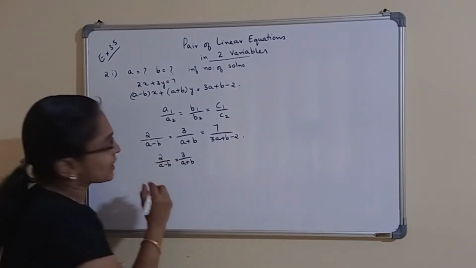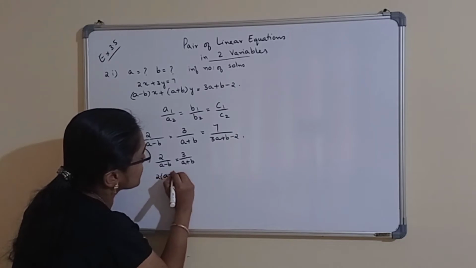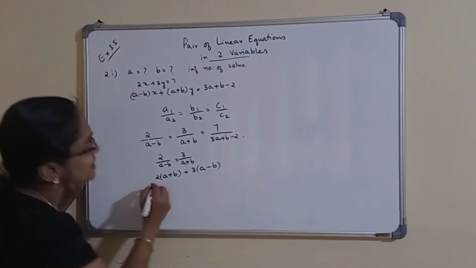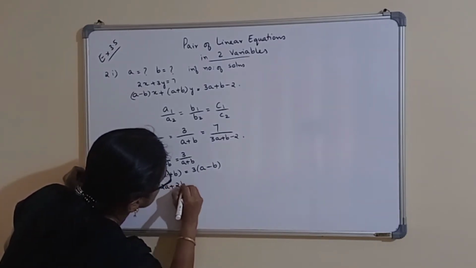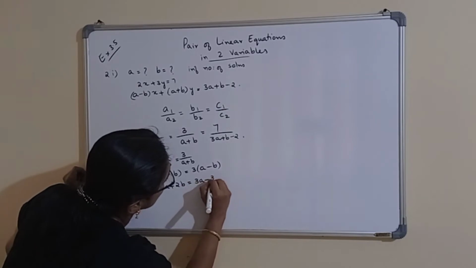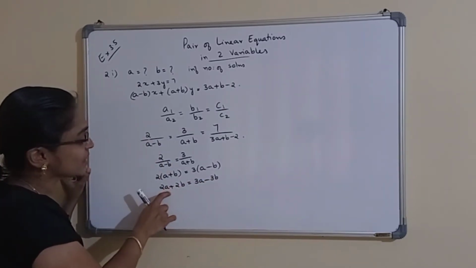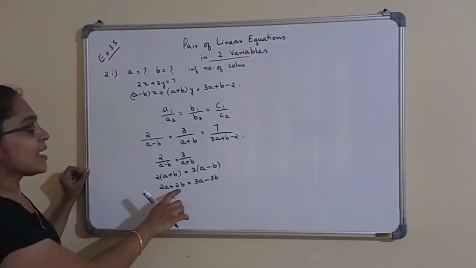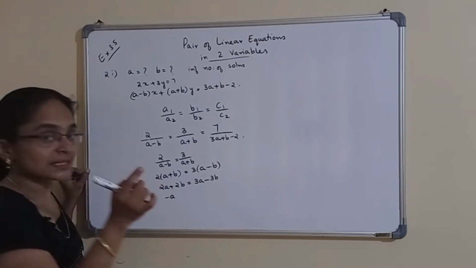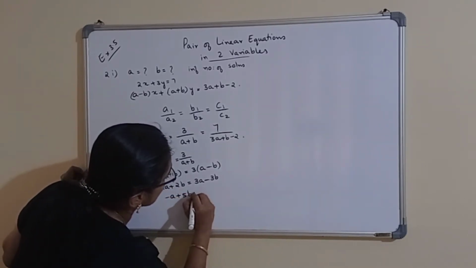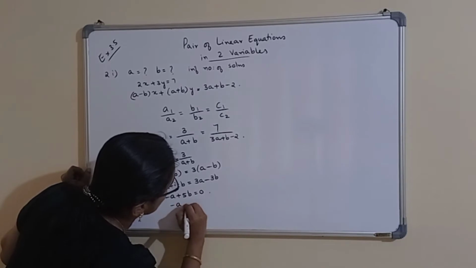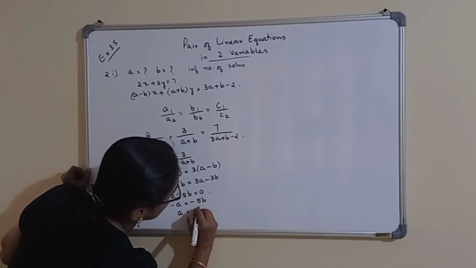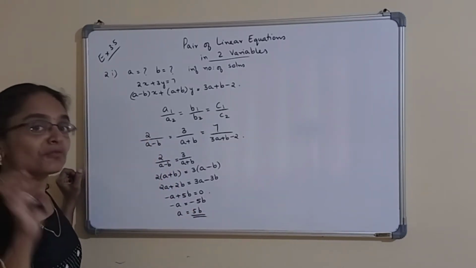So, cross multiplying we will get 2 into a plus b is equal to 3 into a minus b, which means 2a plus 2b is equal to 3a minus 3b. Now taking this 3a to the left hand side, we have 2a minus 3a, which is equal to minus a, and 2b plus 3b, which is plus 5b, is equal to 0. Now this means minus a is equal to minus 5b, that is a equal to 5b. So we got a equal to 5b.